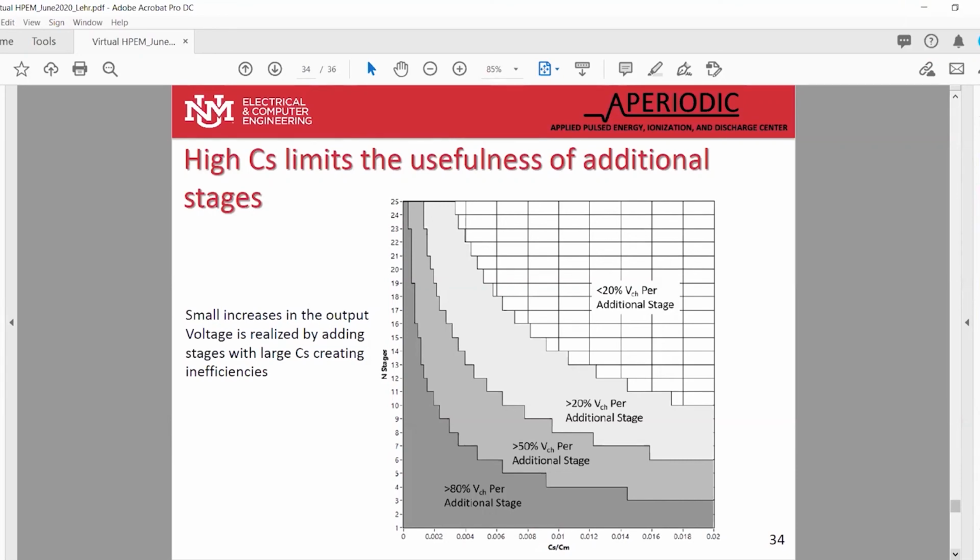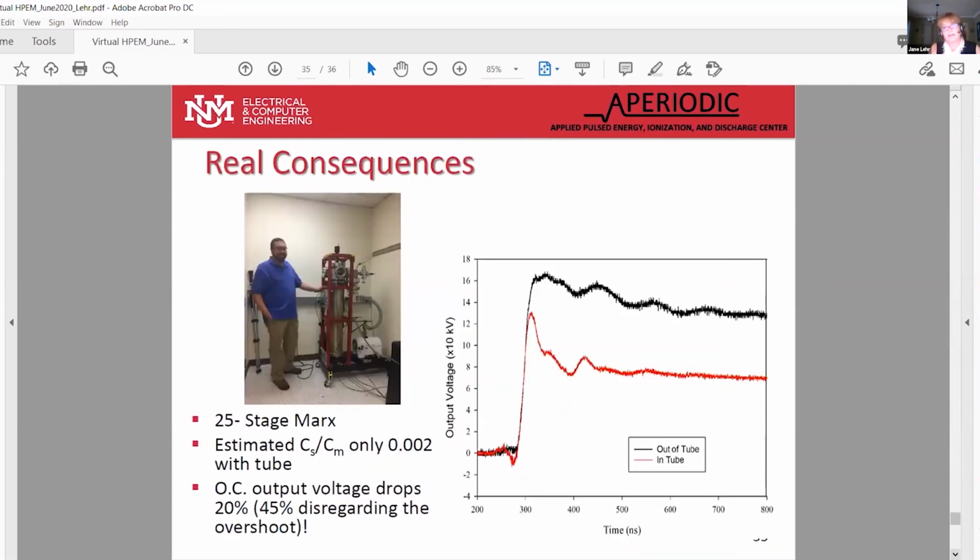This is a different way of looking, more from a design point of view: how much voltage can I afford to lose? The section in white is where, for every stage that you add, you would only get 20% more voltage. So it means that you want to stay out of that. This gives us a handle, an estimate of the performance that we can get.